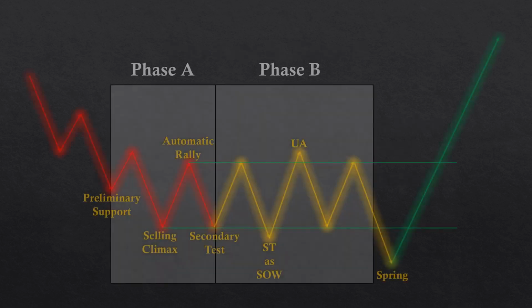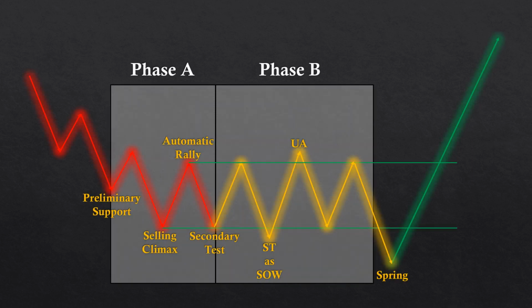In this illustration, we can see the textbook version of phase B in an accumulation structure. Recall that in an accumulation, the upper minor false breakout in the form of a secondary test is called upthrust action, and the lower minor false breakout is called secondary test as a sign of weakness. Phase B ends just before the spring in an accumulation.